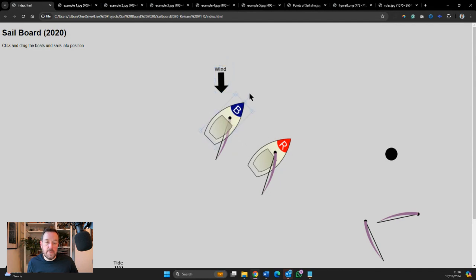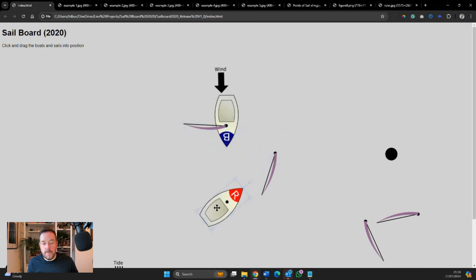Let's have a look at some slightly different things here. Let's spin this around and put two boats heading towards each other on a slightly different course. Let's put it like that. Port tack there, port tack again. So in the port tack situation, the windward rule applies. The windward boat must keep clear, so this one's going to have to change course.